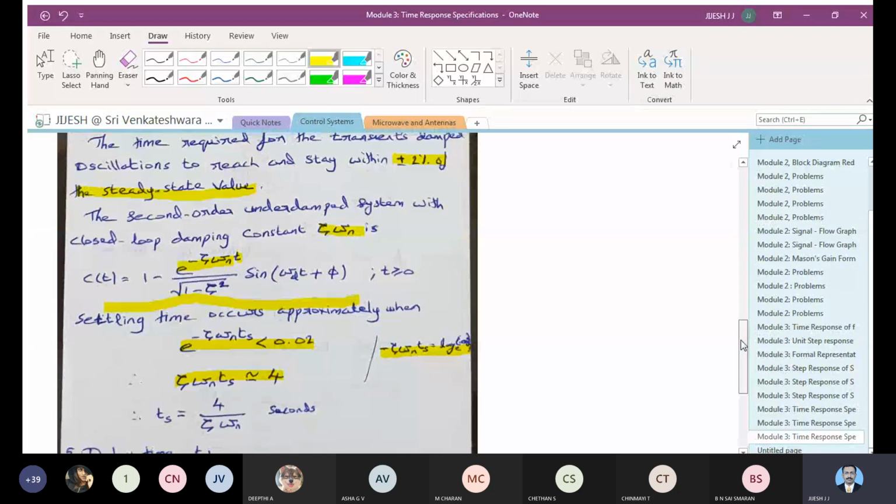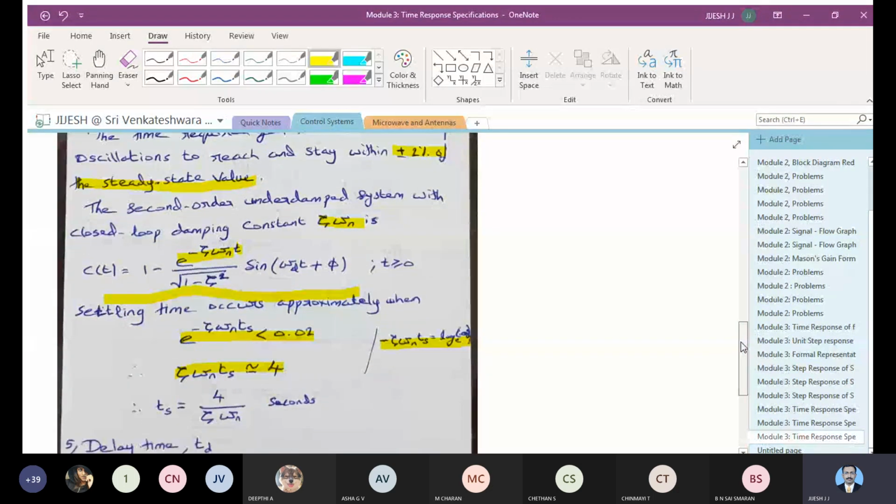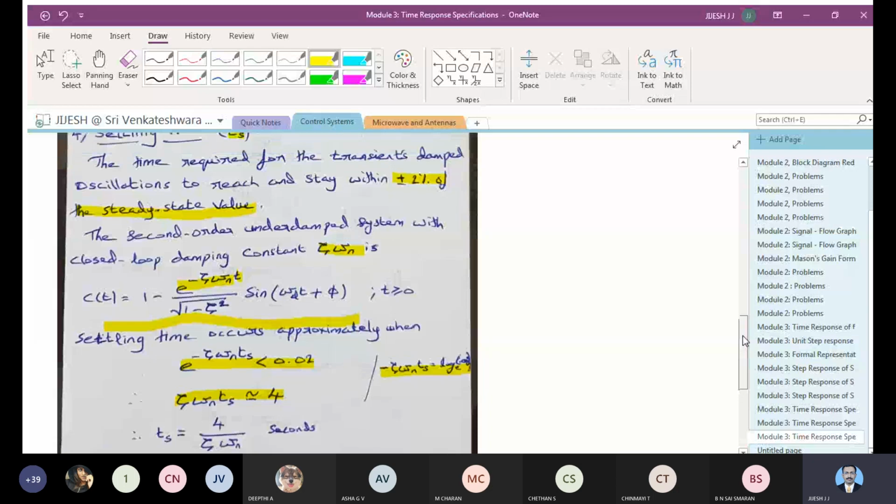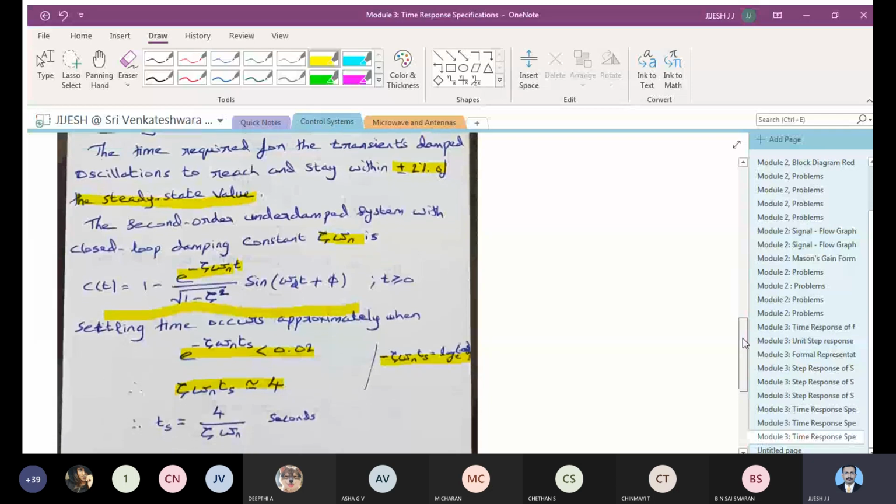So one more term we need to study, that is delay time. Once you complete the settling time, we'll move on to the delay time. Put this in square brackets. This is very important.